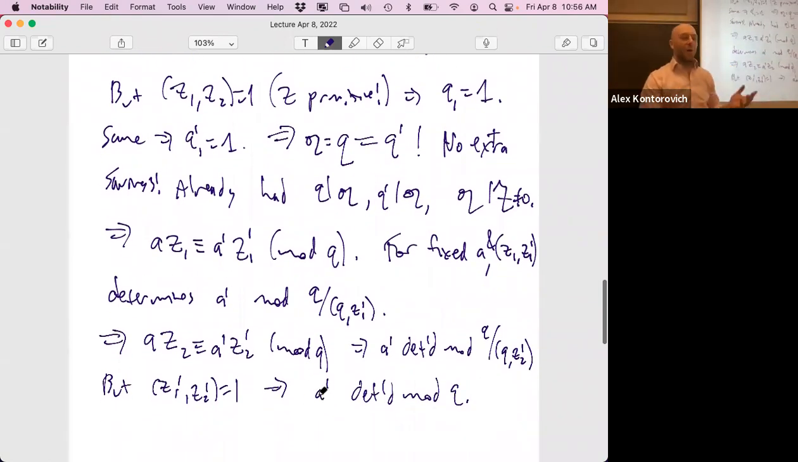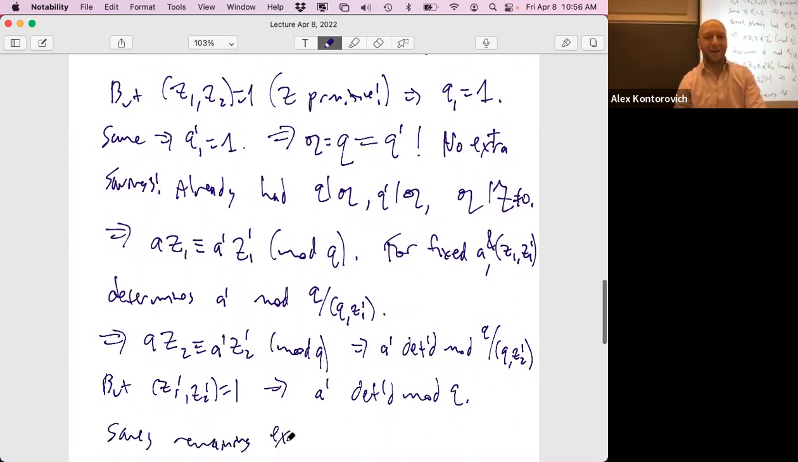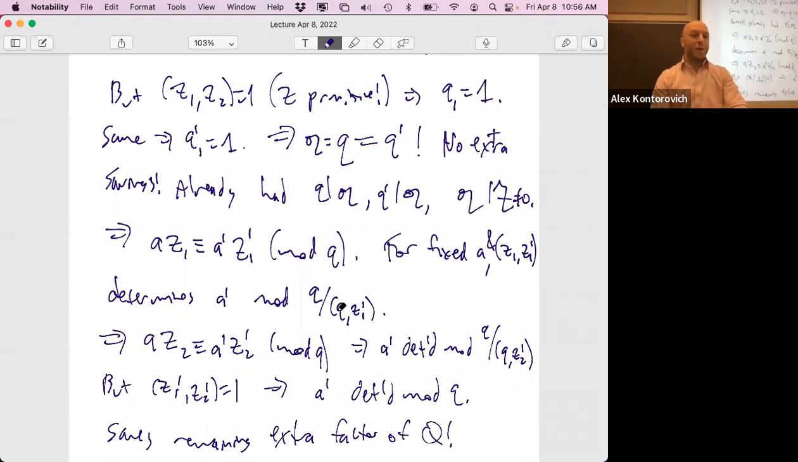Instead of having a sum over A prime, there's only one contribution to A prime. So this saves our remaining needed extra factor. A was originally of size Q. A and A prime range mod Q, but now there's only one value. So instead of Q values, now it takes one value. Let's put everything together.